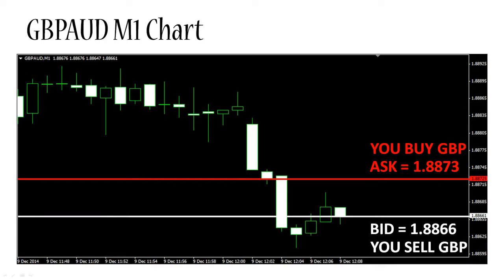Spread. So as we discussed, the ask price is always above the bid price, and you will always pay more to buy 1 unit of base currency than you will get when you sell 1 unit of base currency. And that difference between the ask and the bid price is called the spread. So let's calculate the spread for this particular example for the British pound Australian dollar currency pair when the prices were as they're illustrated on this chart.